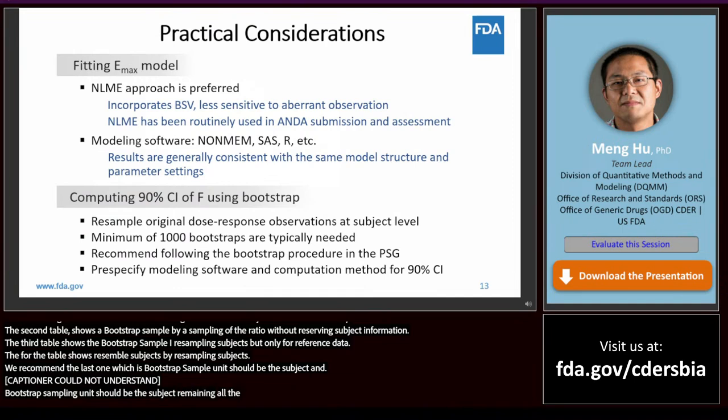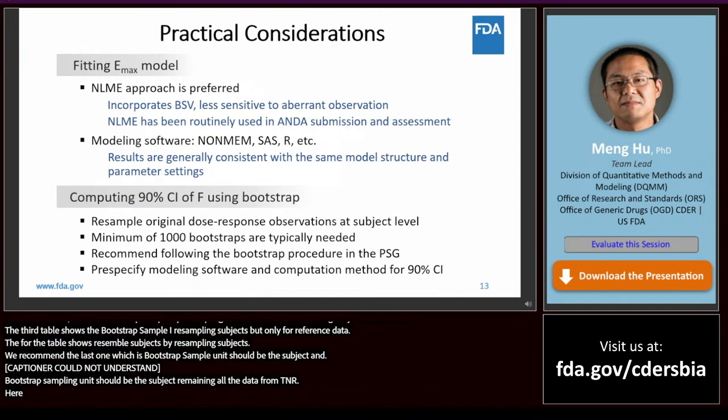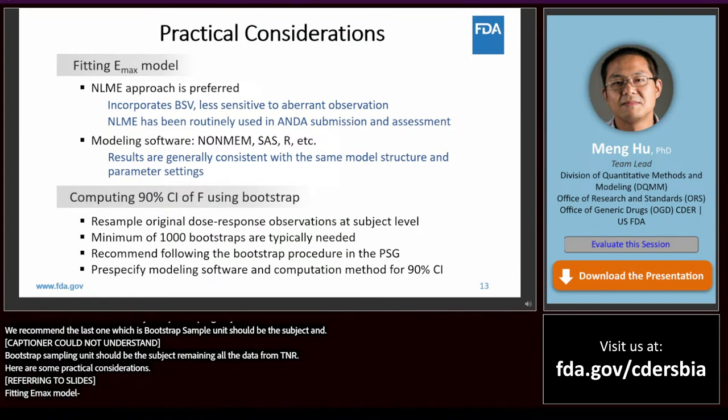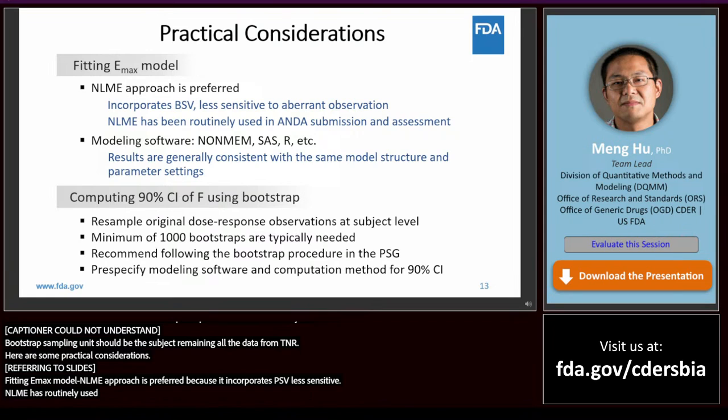Here are some practical considerations. For fitting the Emax model, the nonlinear mixed effect model is preferred because it incorporates between-subject variability and is less sensitive to aberrant observations. For modeling software, NONMEM, SAS, R, and etc., results are generally consistent with the same model structure and parameter setting. For computing the 90% confidence interval of F using bootstrap, resampling original dose response observations at the subject level should be used. A minimum of 1,000 bootstraps are typically needed.